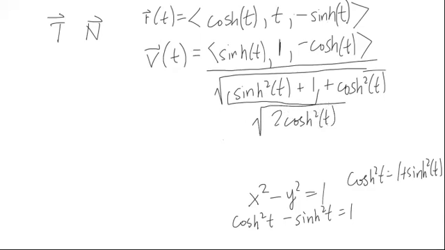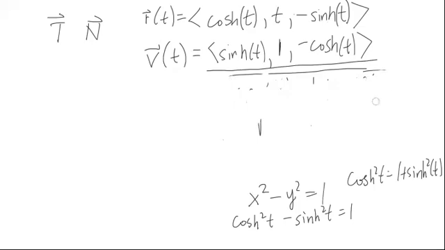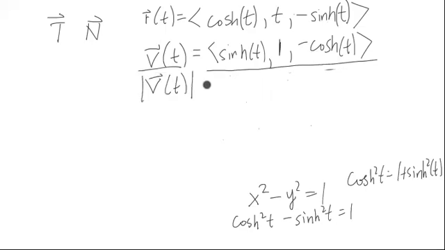So it looks like all of this put together, we take the velocity vector and divide by its magnitude, and we end up simply getting the square root of 2 times cosh of t. And that's going to be equal to the unit tangent vector as a function of t. We're successful at finding T.